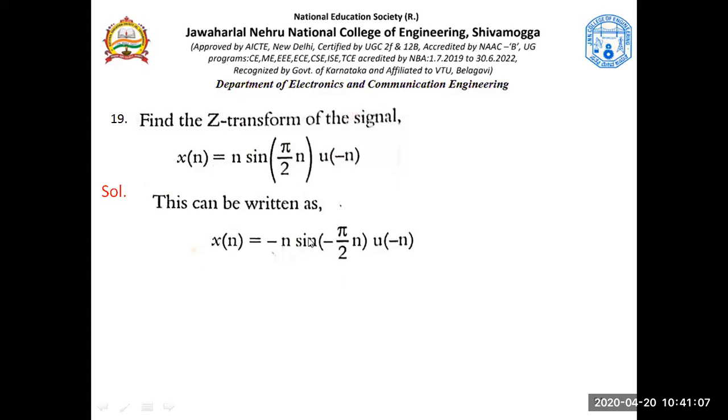What is sine minus theta? Sine minus of pi by 2 n would give you minus sine pi by 2 n. There is another minus here, so that minus would go off. What remains is sine pi by 2 n into u of minus n. So it is the same signal, but we are able to bring this minus and compensate it by attaching a minus sign here. Get that point? If you don't understand, just go backwards, and we're able to get this.